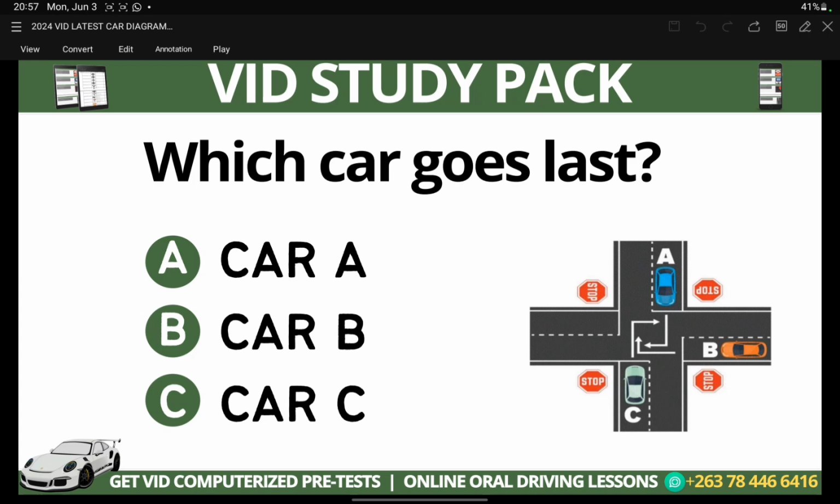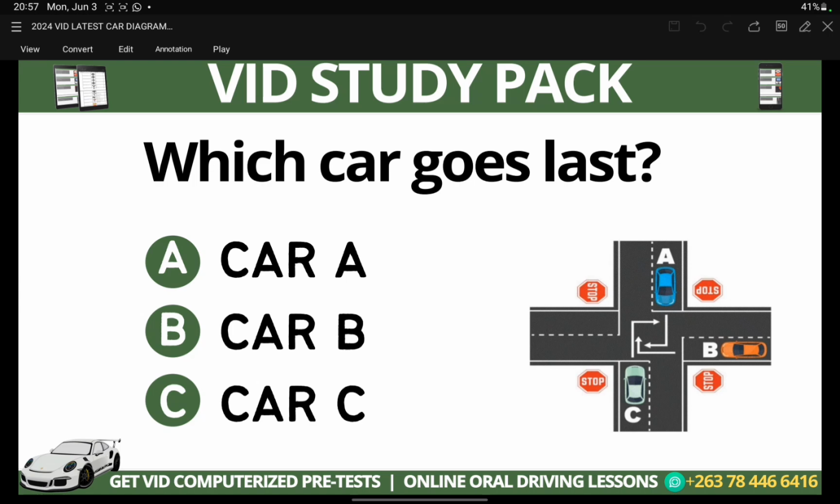Okay, yes, you heard me right, first come, first go. So we just need to find the car that arrived first at the intersection. That car is the first car to go, and the car that was late or arrived last at that intersection will be the last car to go. So how do we find the first car and how do we find the last car?